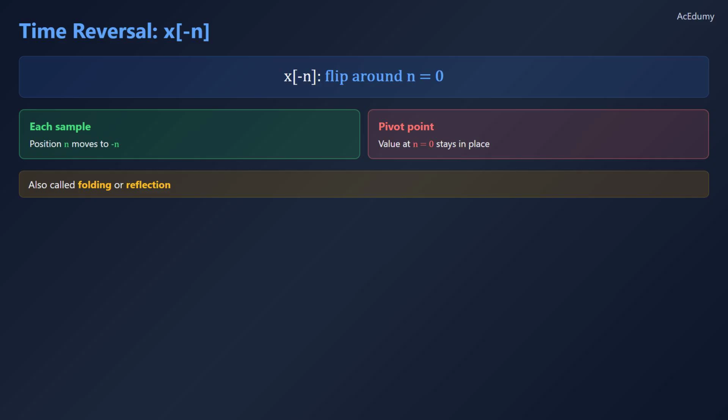To draw x of negative n, we flip the signal around the origin, n equals 0. Each sample at position n moves to position negative n. The value at n equals 0 stays in place, acting as the pivot point. This operation is also called folding or reflection. Let us see reversal in action.